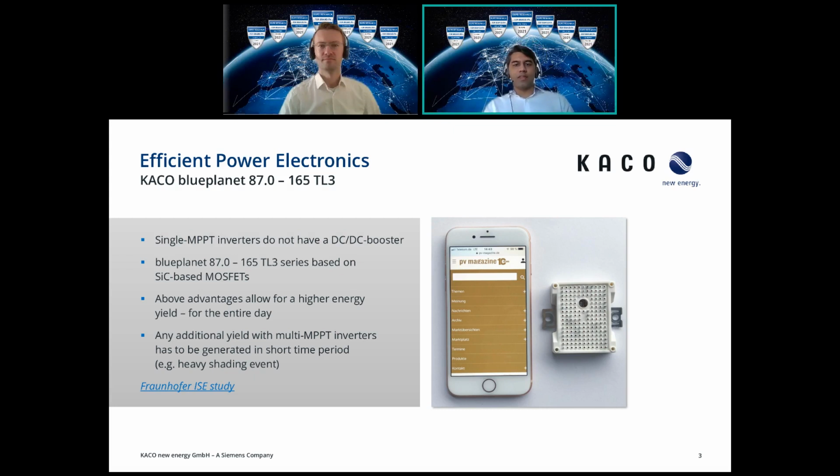Another factor that affects the efficiency of our inverters is that the series of 87 to 165 kilowatt has silicon carbide based MOSFETs. It's a new generation of semiconductor, moving away from silicon based semiconductors to silicon carbide, and we now have a proven and stable technology since 2017-18. Inverters are running all over the world on this platform and working successfully as well.